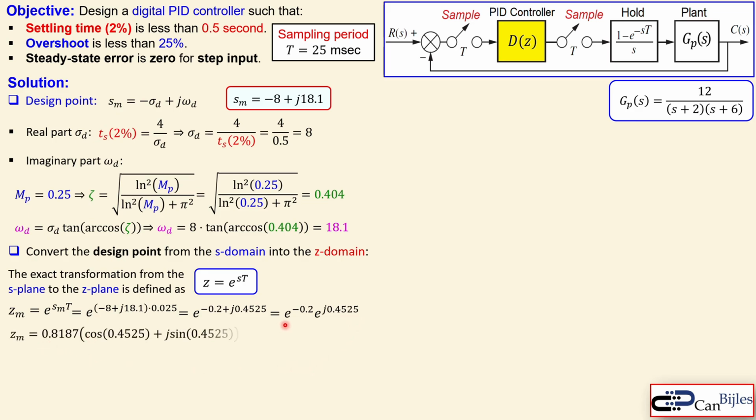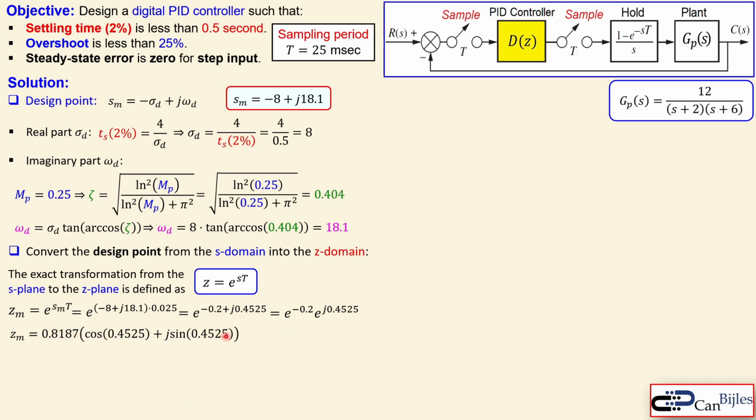That's shown here. So the first one is e to the power minus 0.2, which is 0.8187. And this part in the parentheses, the cosine of this angle, which is in radians by the way, plus j times the sine of the same angle, is using Euler's formula.